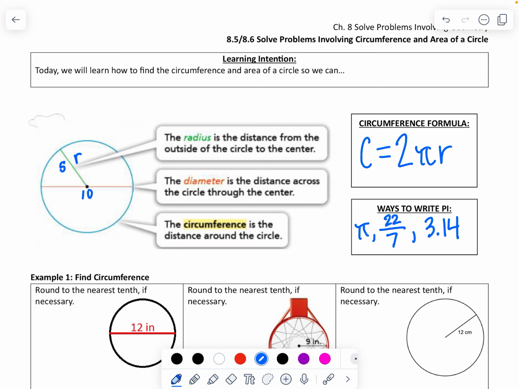So when we solve C equals 2 pi r, instead of using pi, you're going to use 3.14 today. Okay, so this is the main one we're going to be using. Unless your homework assignment tells you to use something different, you're going to use 3.14. But sometimes the homework will tell you to use either pi or 22 over 7. So make sure you're paying attention to that when you get to the homework.